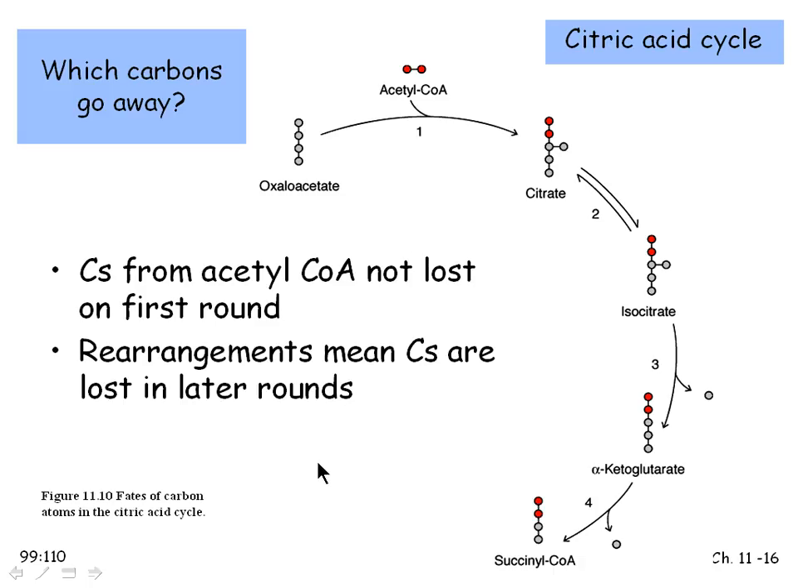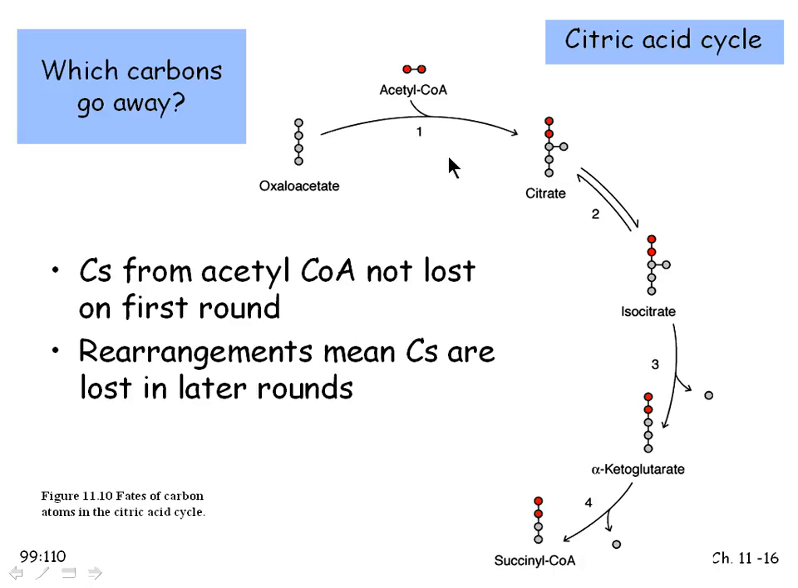So we've seen 2 decarboxylation steps so far, and it's reasonable to ask which carbons are going away. This is a little subtle. It turns out that on the first cycle through, the carbons that just came in on the acetyl-CoA do not get lost. They stay with the carbon backbone. And let's look at that schematically here.